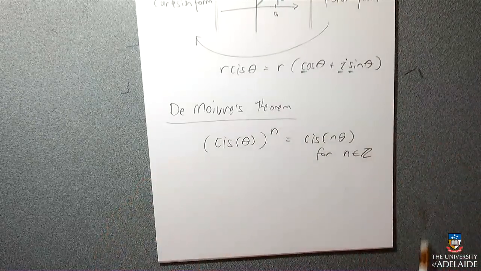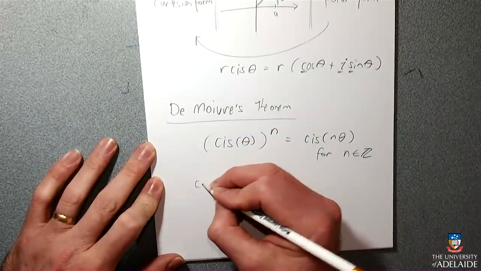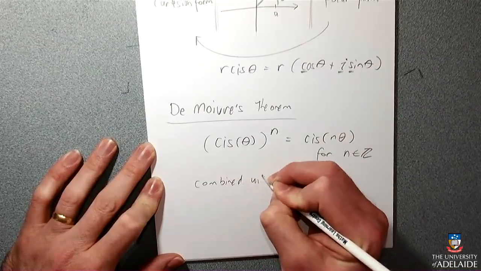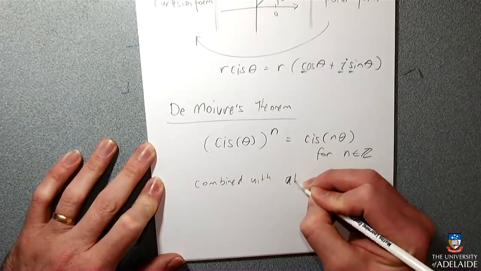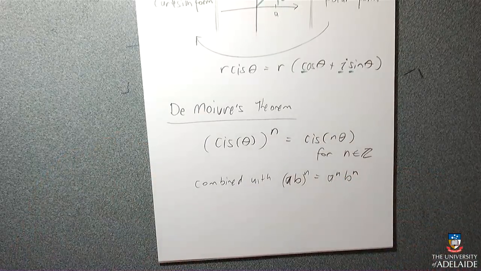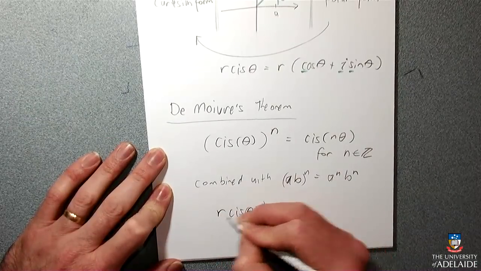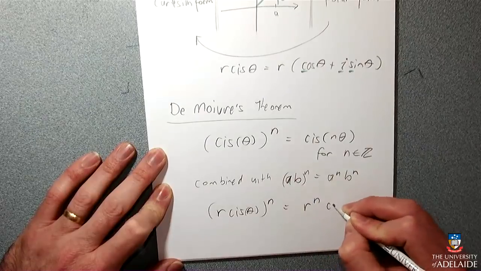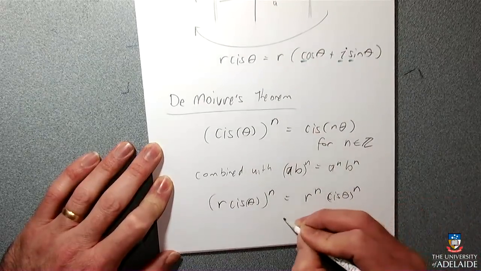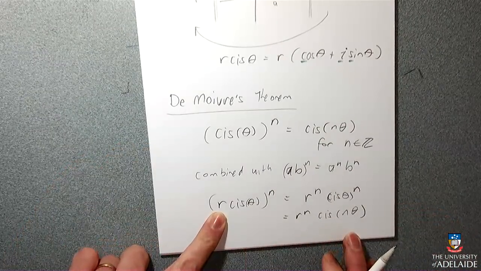It is. So the thing is that now we can just use the properties of the way powers interact with multiplication. So we already know that for ordinary numbers, a times b to the n is a to the n times b to the n. That's always true for real numbers. We get r cis theta to the n is r to the n times cis theta to the n, which is r to the n times cis of n theta. That's the de Moivre's theorem you know and love.